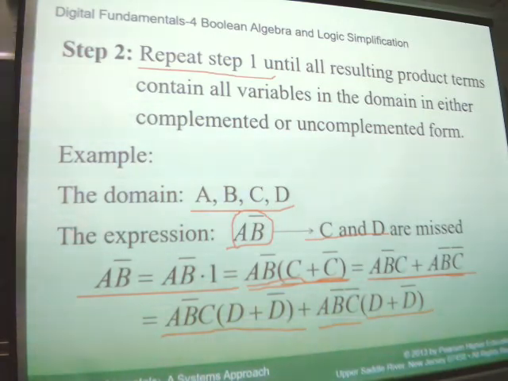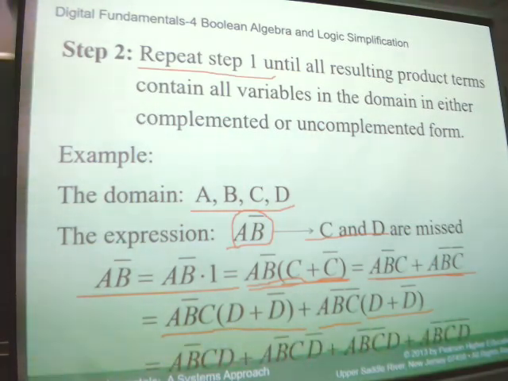So at last, the final expression is A B bar C D plus A B bar C D bar plus A B bar C bar D plus A B bar C bar D bar. That is the final SOP form. We can make it less.